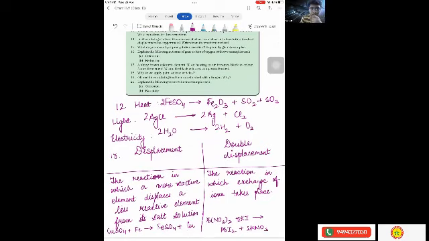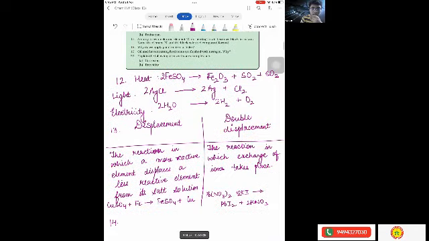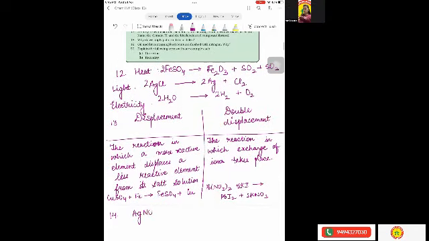AgNO3 plus Cu, then CuNO3. AgNO3 plus Cu. This will give us Cu. Wait a minute. CuNO3 taken twice, whole twice. Yes. And plus Ag. Yes. And if you have to balance this, it will be this.